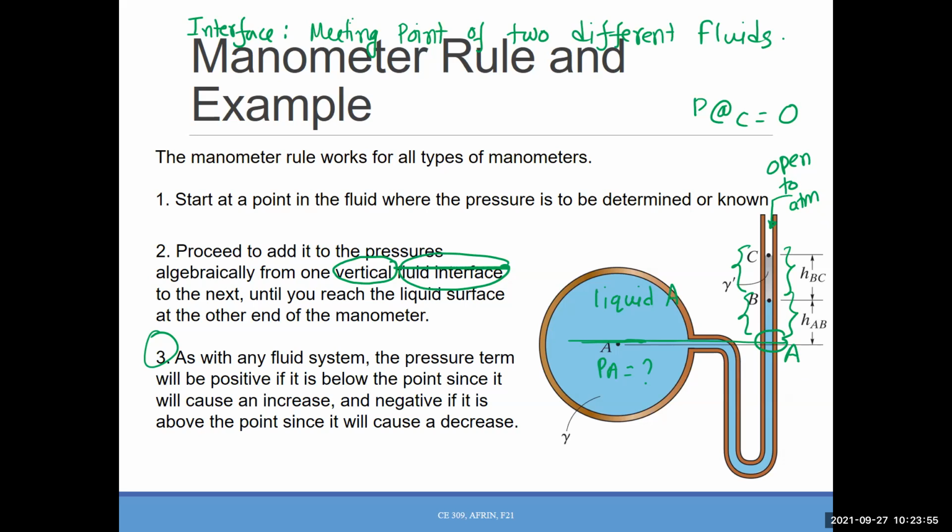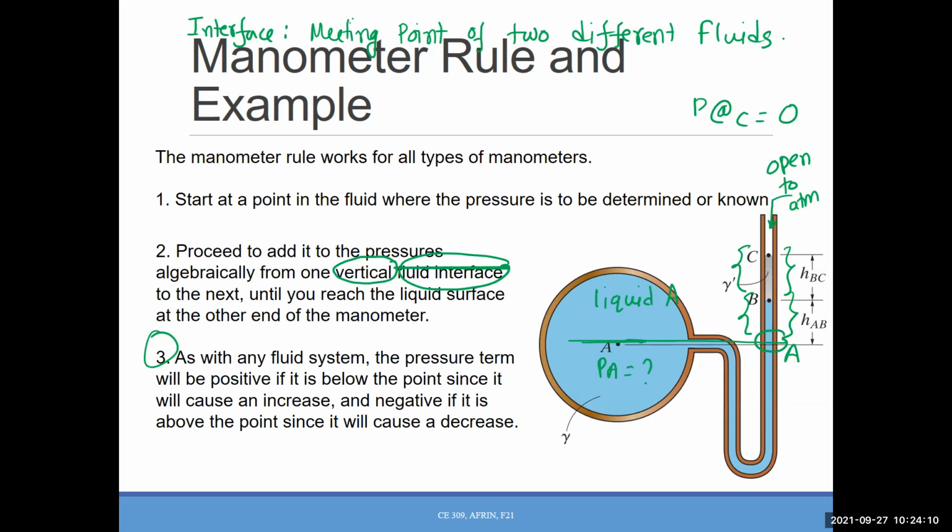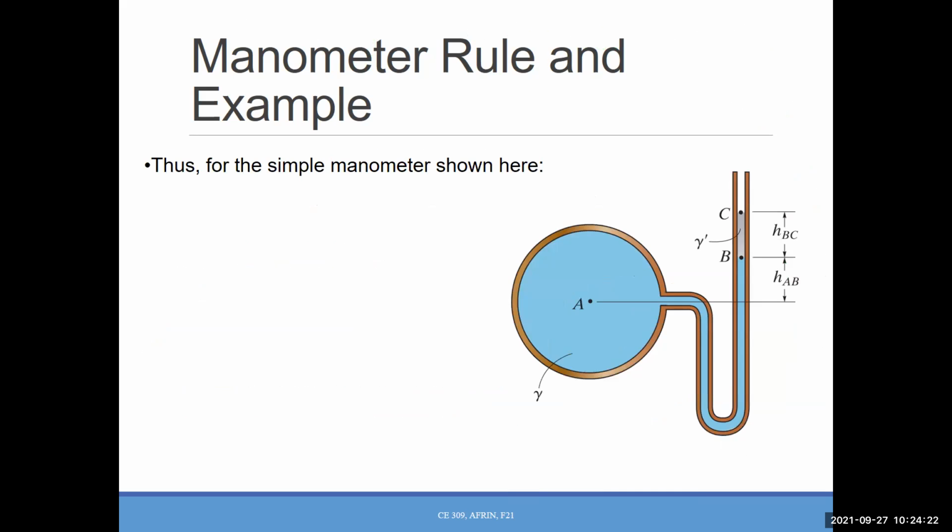So let's do one very simple calculation that will help you understand the principle of a manometer. The next one here, we will try to use the 3 rules. You need to know this. Here, this is just a simple manometer, and we need to calculate the pressure at A.